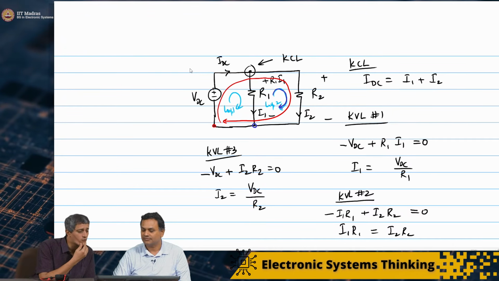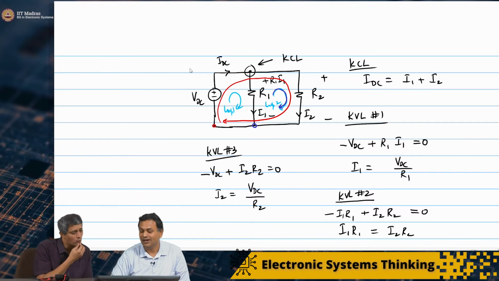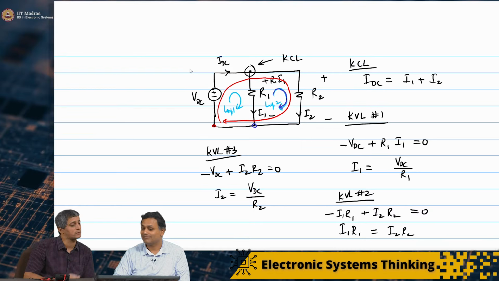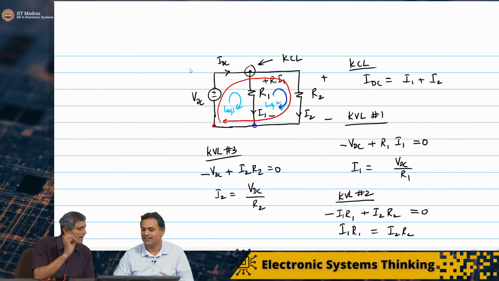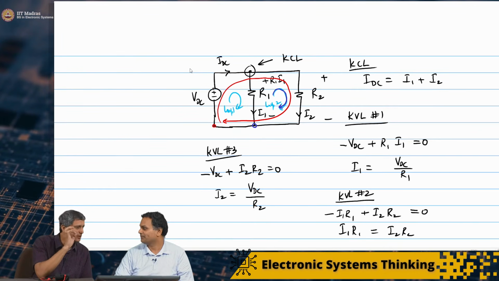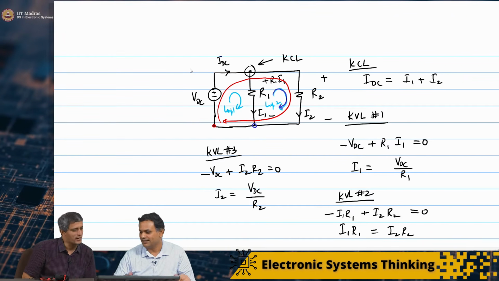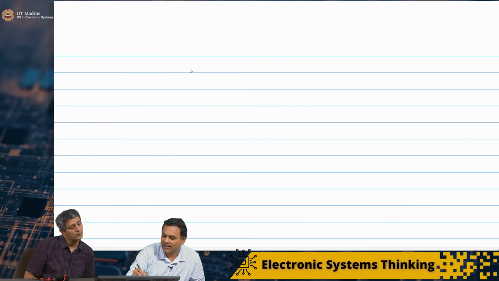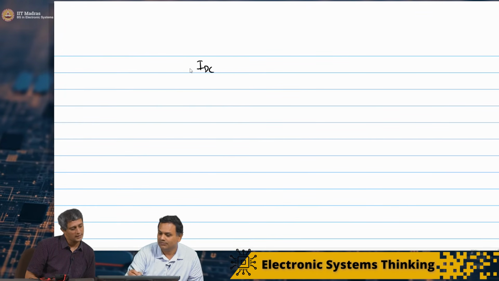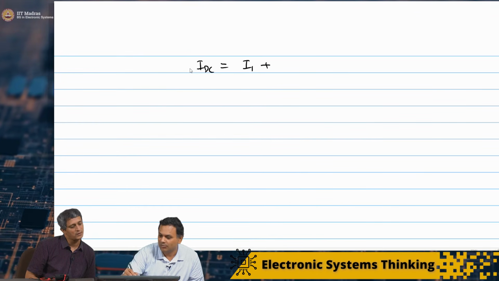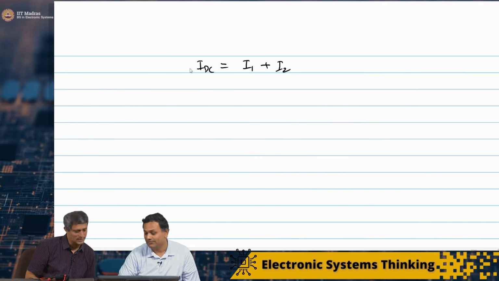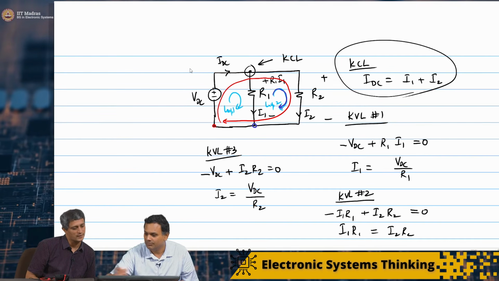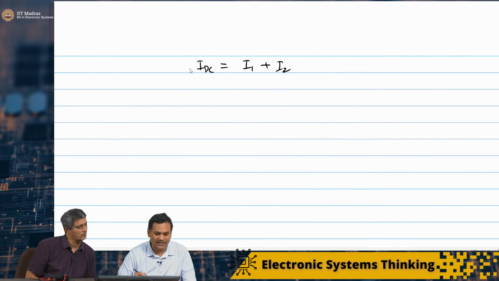So what is the equivalent resistance now? To find the equivalent resistance, I need to find VDC by IDC, the current entering the black box. So I will go to the next page. For IDC, I will now use KCL, which was I1 plus I2. We actually wrote it down here. I'm going to rewrite that KCL equation on the next page.